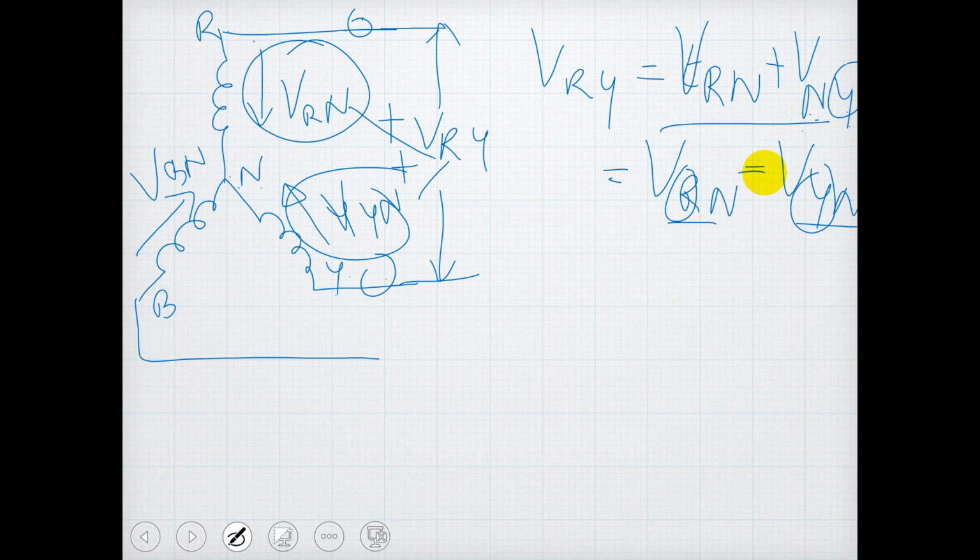So with that, now let us draw the vector diagram. I need to know VRY is equal to VRN minus VYN. Now I need to draw the vector VRN minus this VYN to get VRY. So for that, let us draw the vector now. So let me take a vector here.